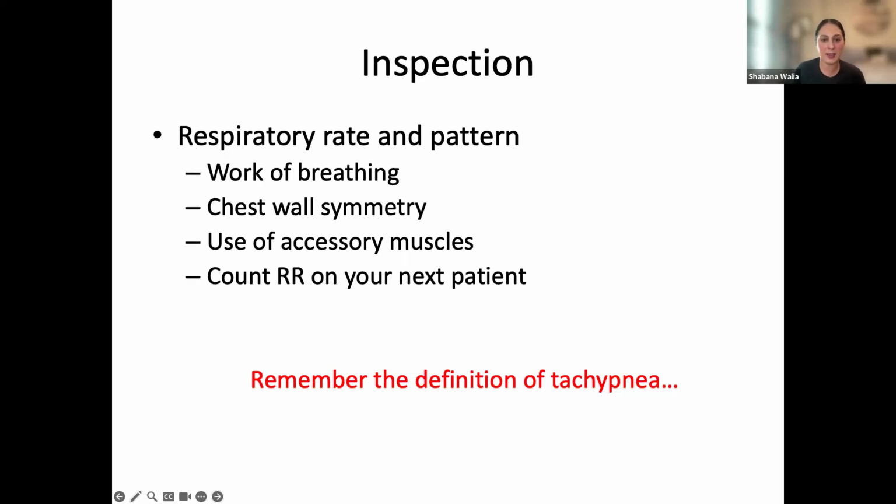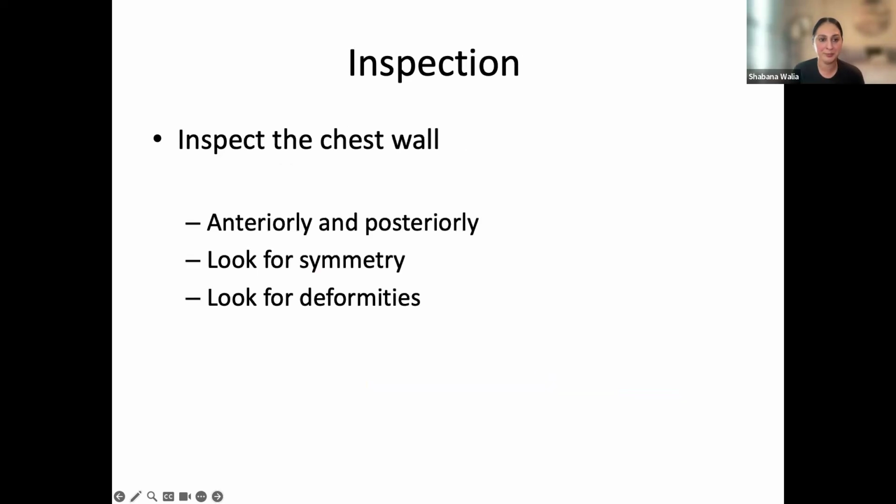I want you to go to the bedside and sit for 30 seconds and multiply it by 2, or 60 seconds, a full minute, and count the respiratory rate on that patient. It's really important you know how to do that. And then remember the definition of tachypnea. This is 20 breaths per minute or greater. So it's not 25 or 26. It's actually the definition of tachypnea for sepsis, for dyspnea, for really anything. The abnormal vital sign for tachypnea is 20 breaths per minute or greater.